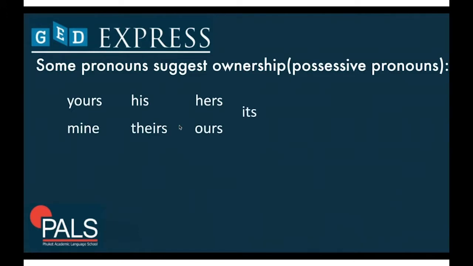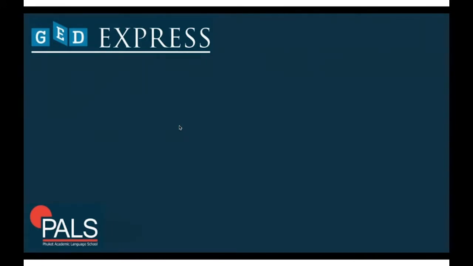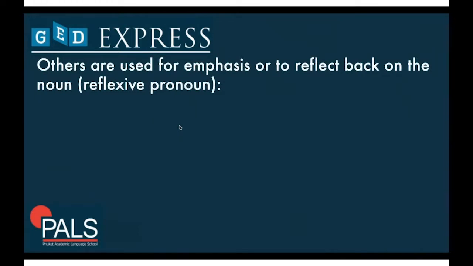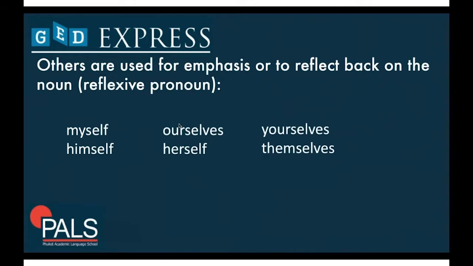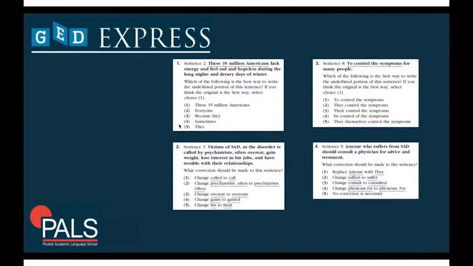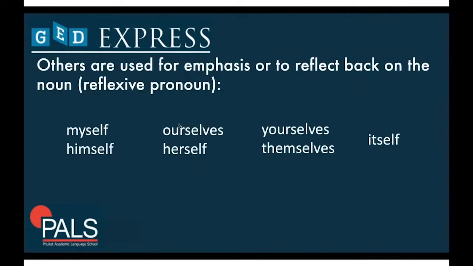ours, and its. Others are used for emphasis or to reflect back on the noun. They are also called reflexive pronouns. Myself, himself, ourselves, herself, yourself, themselves, and, if you've guessed it, itself. Examples: the children can tie their shoes by themselves. I, myself, wouldn't do that.